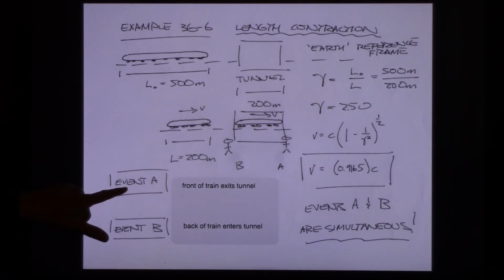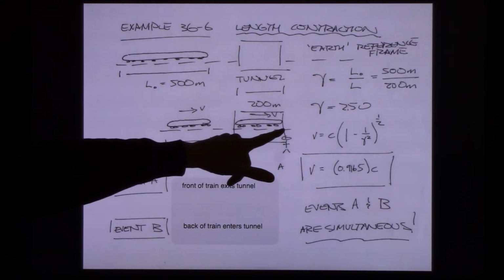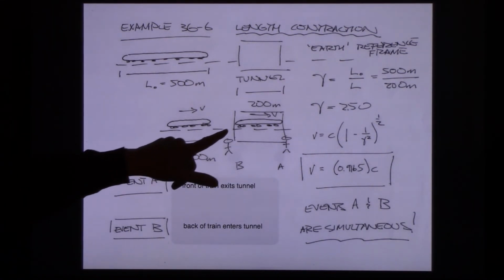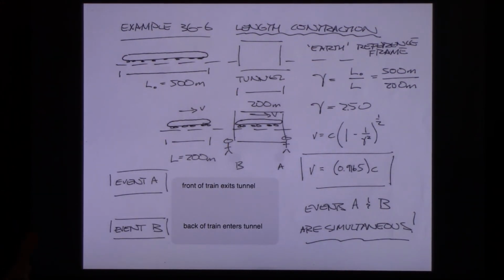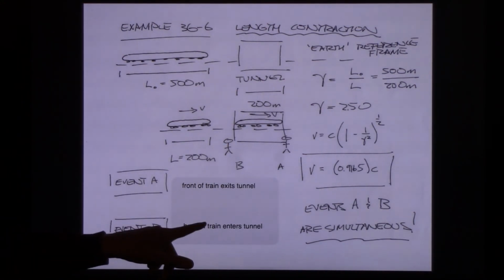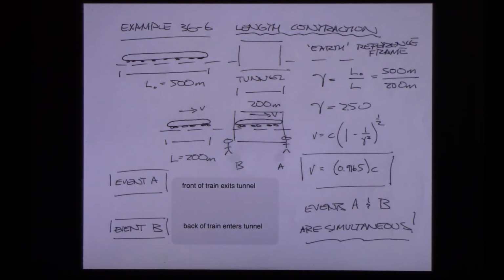So event A, I'm going to define what we call events. Event A is the front of the train leaving the tunnel, and event B is the back of the train entering the tunnel. We want to make sure that those happen at the same time, and they will if we're traveling at that speed. So events A and B are going to be simultaneous. Yes, the train fits inside the tunnel. And it's going really fast.